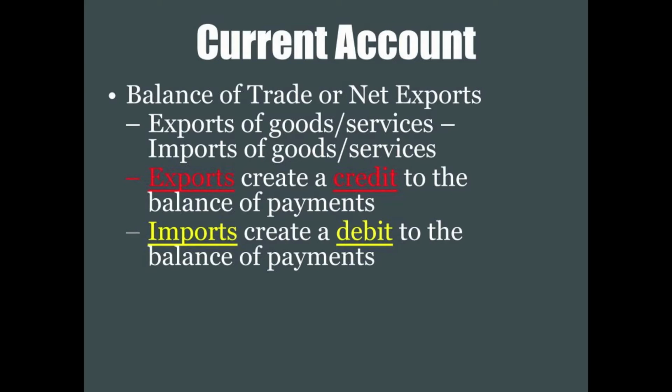So this is a negative number for the United States. We have a lot more imports than exports, and this balance of trade is the exports of goods and services minus the imports of goods and services. So if you have large imports, this is going to be a negative for you. So we carry a debit on this part of the balance of payments.